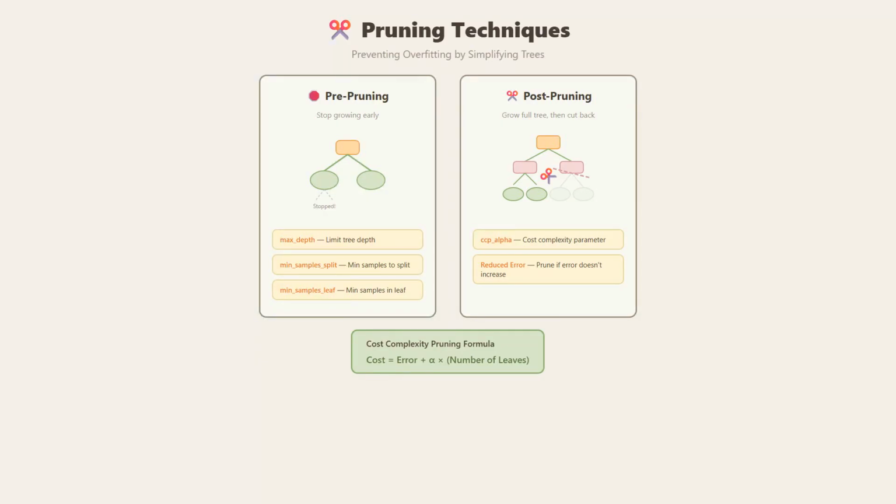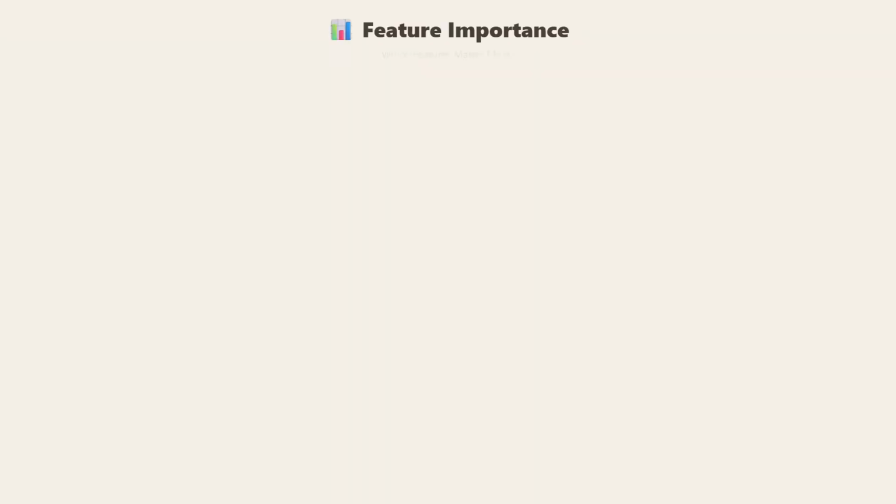The cost-complexity pruning formula shown at the bottom balances the tree's error against its complexity. The alpha parameter controls this trade-off. A higher alpha means more aggressive pruning, resulting in simpler trees. One of the most valuable outputs of a decision tree is feature importance.